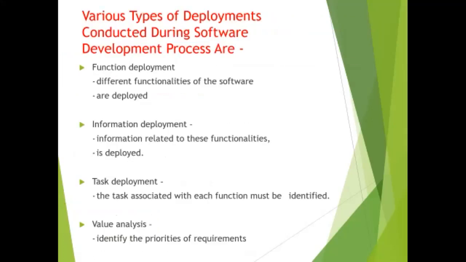Here, the various types of deployments conducted during the software development process are function deployment, in that different functionalities of the software are deployed. Second, information deployment, in that information related to these functionalities is deployed. Next, task deployment. The task associated with each function must be identified, and the value analysis. In the value analysis, identify the priorities of requirements.